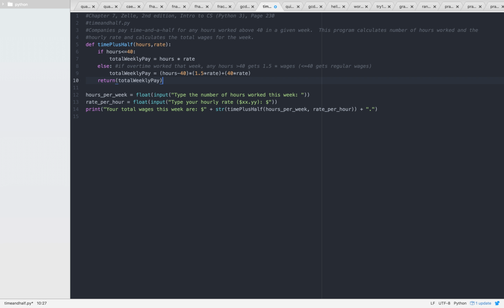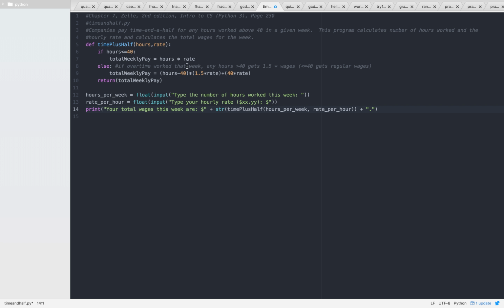Return total week pay. Hours per week is going to be the float, because you might work 40.25 hours. Some employers, a lot of employers, I'm sure most employers, pay a fraction of an hour as a possibility. And the same thing with regards to your rate. Your rate might go up a fraction of a dollar, or a fraction of $10 or whatever.